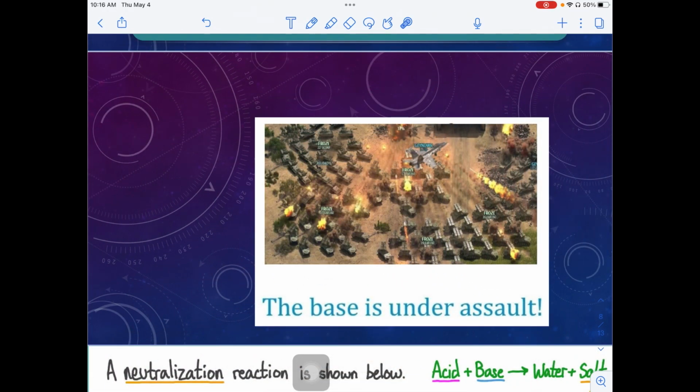This is kind of a silly little comic that sometimes you'll see. The base is under a salt, and then you'll see written NaCl, NaOH. See? The base is under a salt.